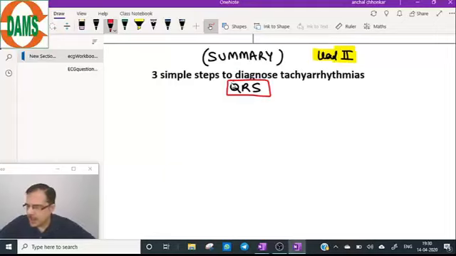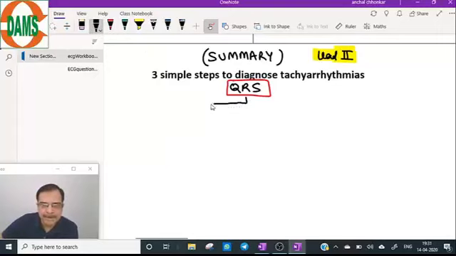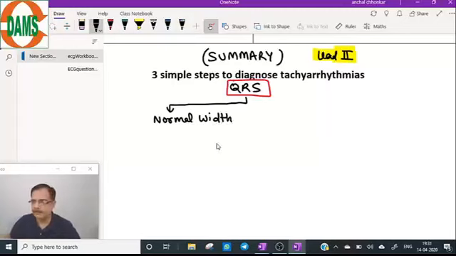The QRS complex can be normal or wide, so two results will be there. Normal width, also known as narrow QRS. That is a synonym.